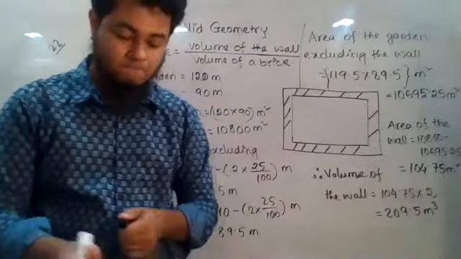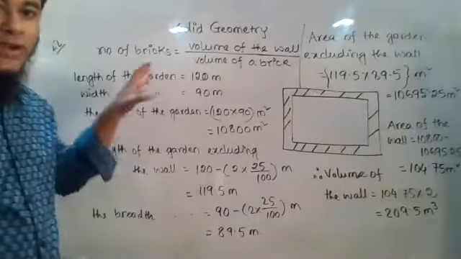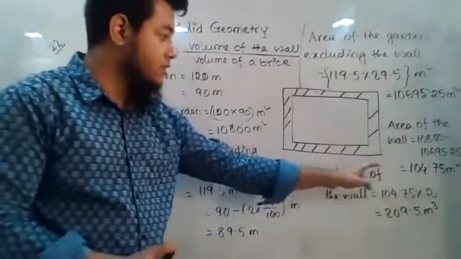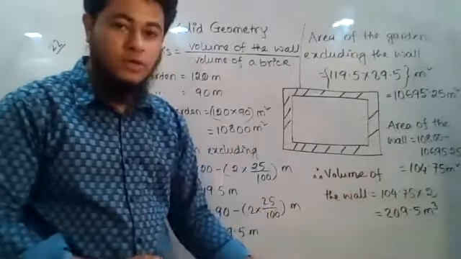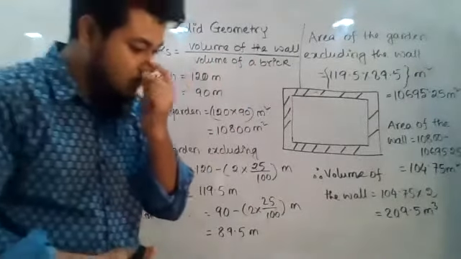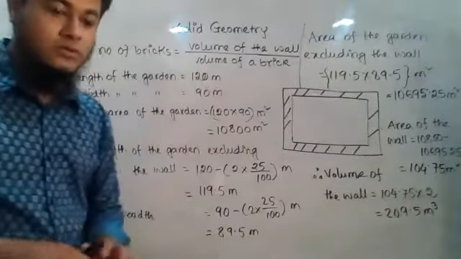Is it clear? Yes, sir. Okay, so this is one method: finding the area of the wall, then the volume of the wall, then we can calculate the number of bricks. Another method I'm going to show you. If you find that method easier, you can follow that.